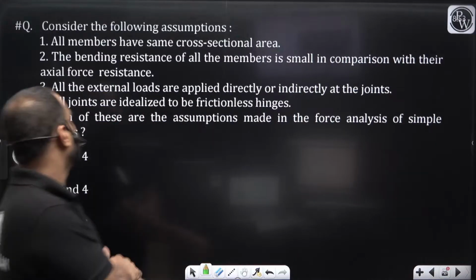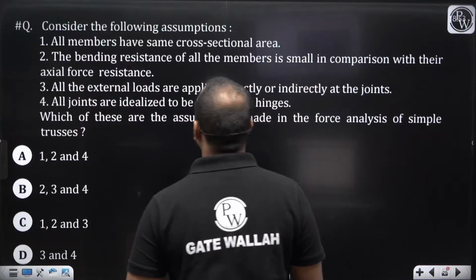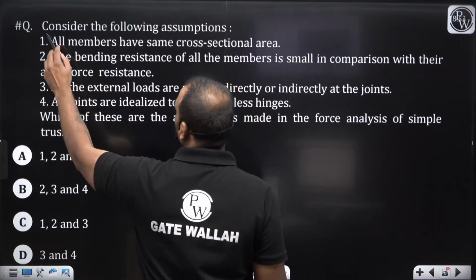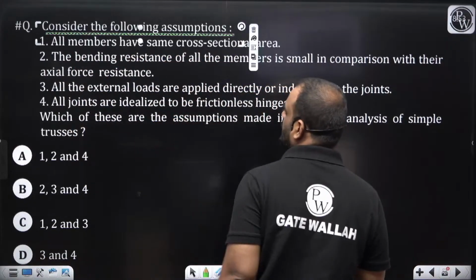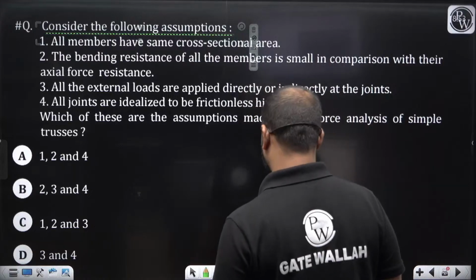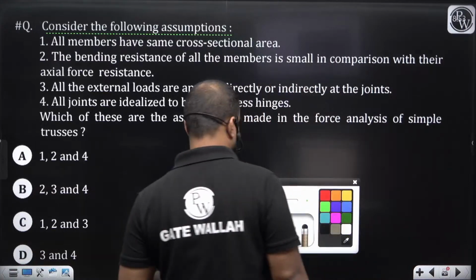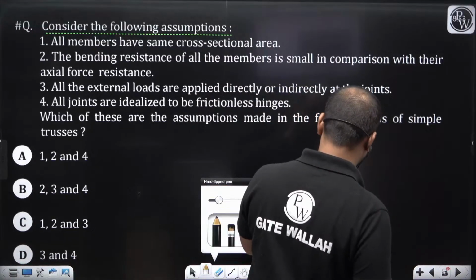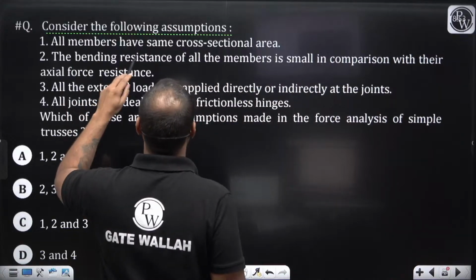Okay, perfect. So let's solve this particular question. Consider the following assumptions. You need to consider these assumptions, and let's read whether these assumptions are correct or wrong. Let us read it. All the members have the same cross section.